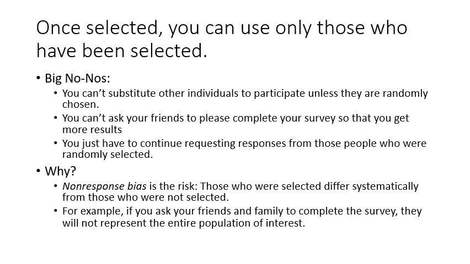Because if you select your friends and family or people you know, then non-response bias is a risk. Those who were selected in different ways, like your friends, might differ systematically from those who were not selected, and then you won't be getting information that represents the population well. For example, if you ask your friends and family to complete the survey, they will not represent the entire population of interest. They'll represent people who are kind of like you, but you might be missing other people, so you won't have enough information.